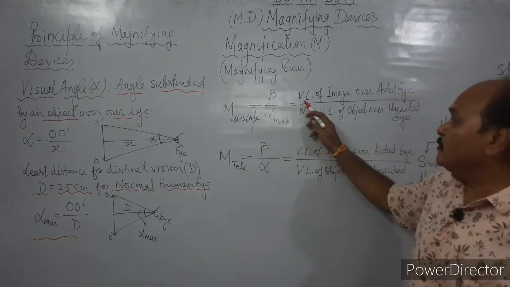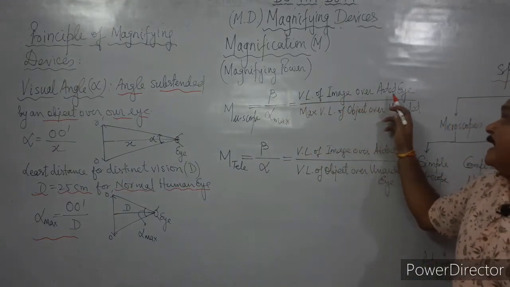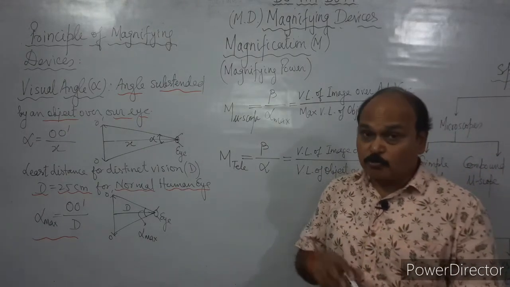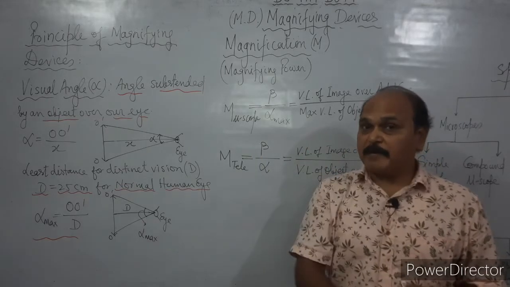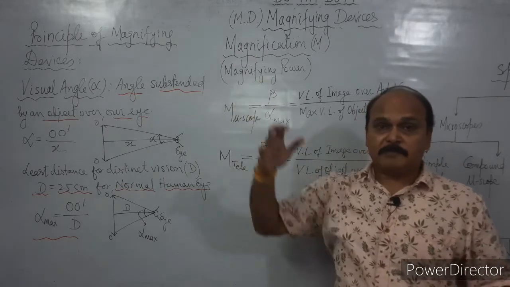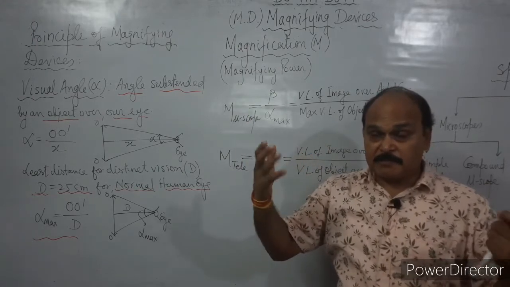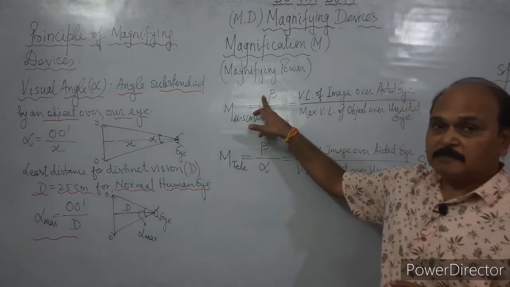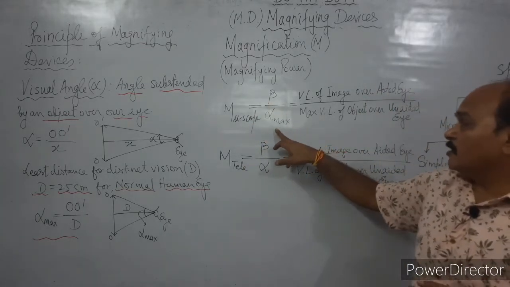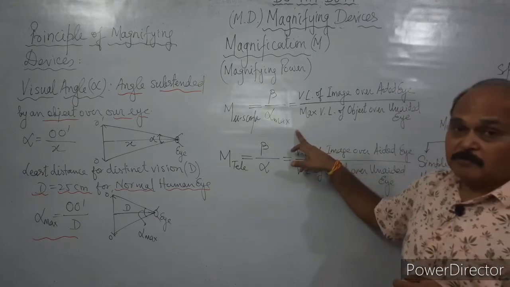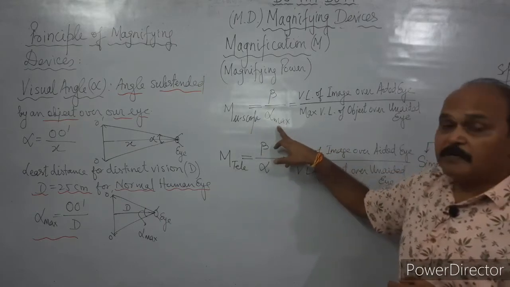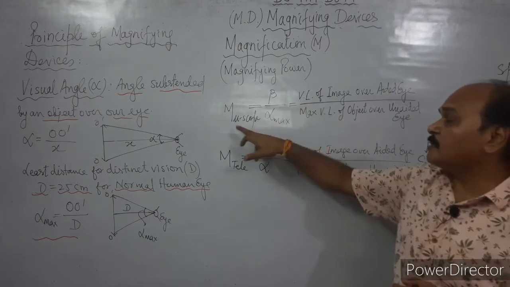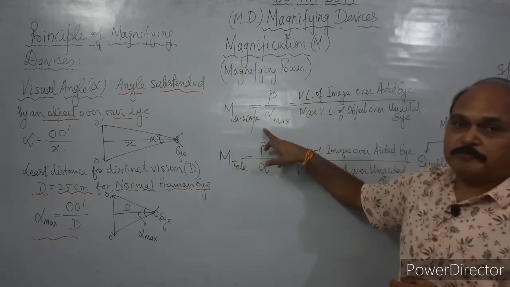So what is this final visual angle? Final visual angle is the visual angle of image over aided eye. Our eyes are said to be aided when we look through microscope. When we look through the microscope, we see the object bigger. So that image which is bigger, whatever angle that image makes over our eye is beta. And in the denominator we have maximum visual angle. You already know that for microscopic object we can make this alpha, the initial visual angle, as what? Maximum.